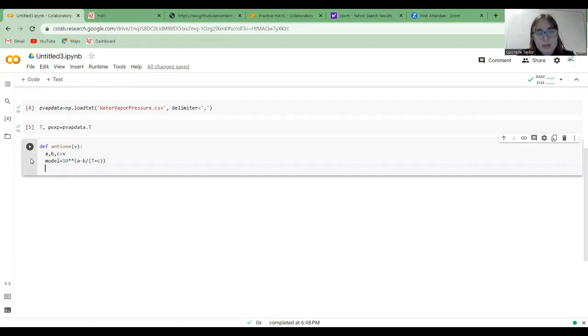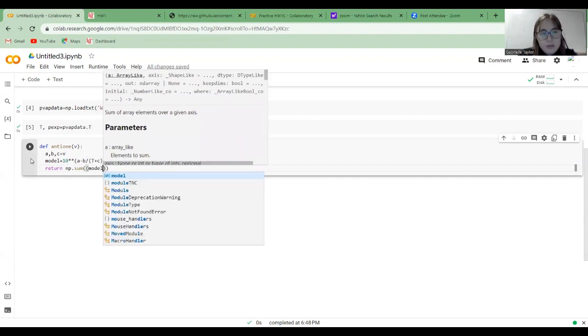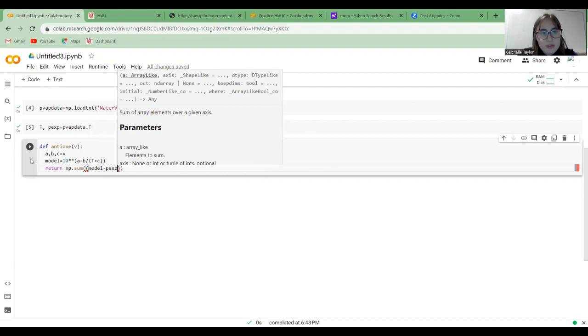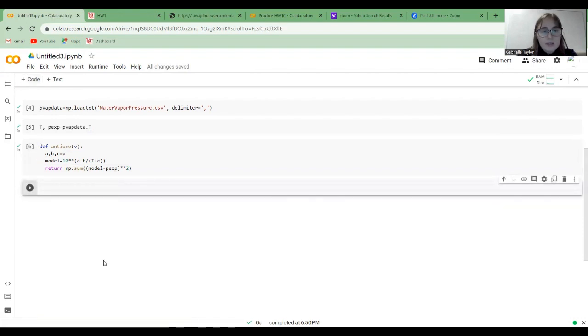And now what we want to return is our sum squared error. So np.sum. So this is a sum. And then what we want to do is subtract our model from our pressure experimental, and then take that and square it. It doesn't matter which way you do it. You can do pressure minus the model. It doesn't matter because we're squaring it. So let's see if this works. It does. So let's move on to the next thing.